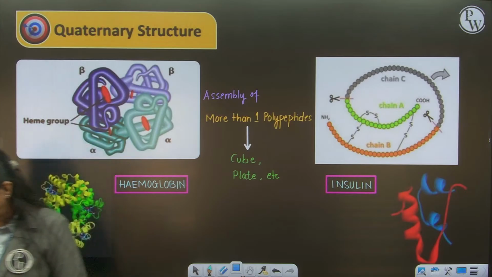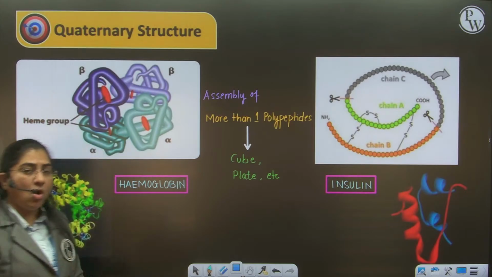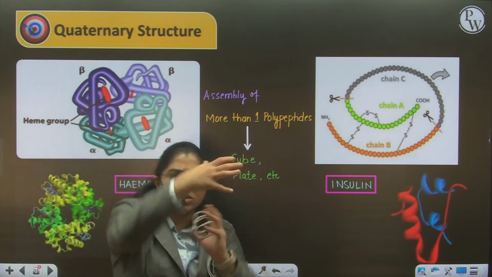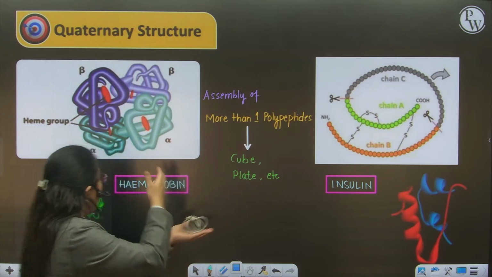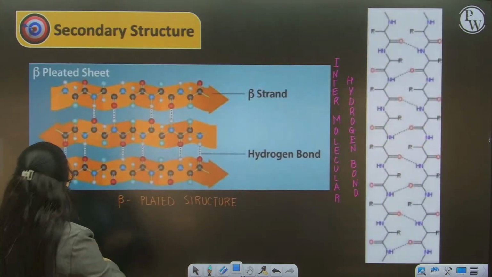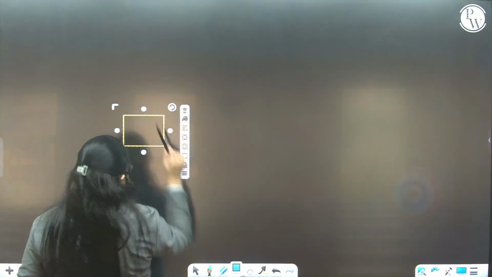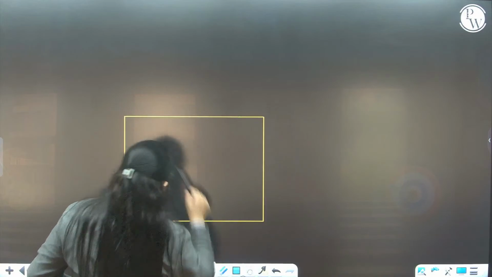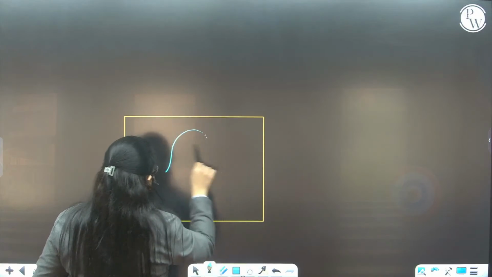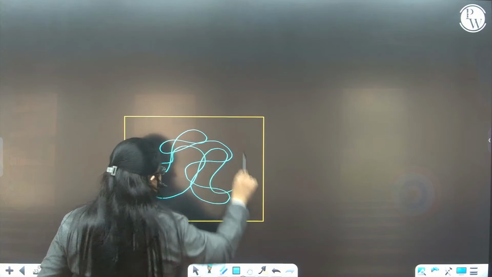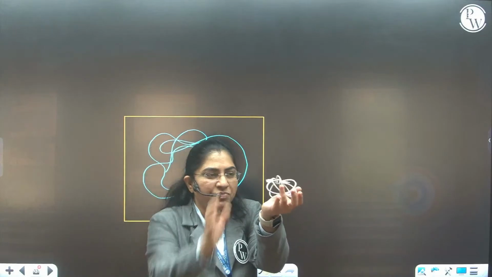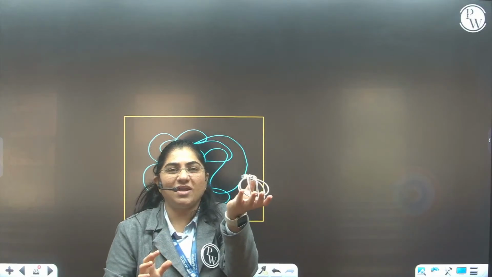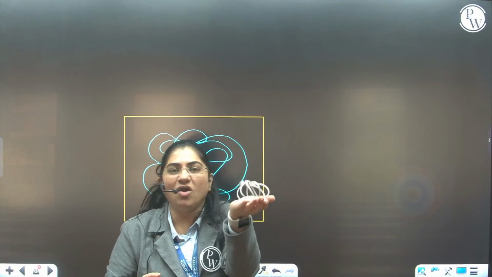Moving ahead to the tertiary structure. When the long polypeptide chain folds upon itself to form a 3-dimensional structure, as you can see here and also here, say like this, it gives a hollow woolen ball-like appearance. This kind of a structure is called the tertiary structure of protein.